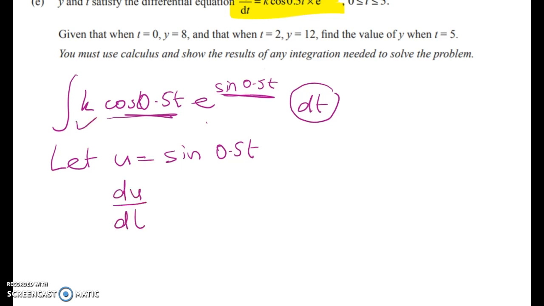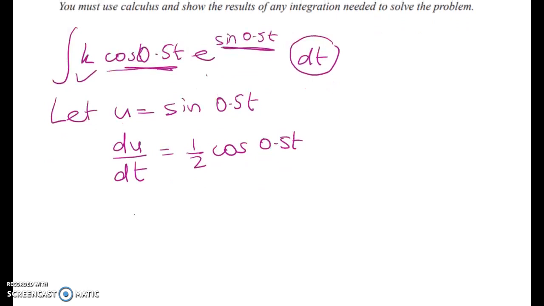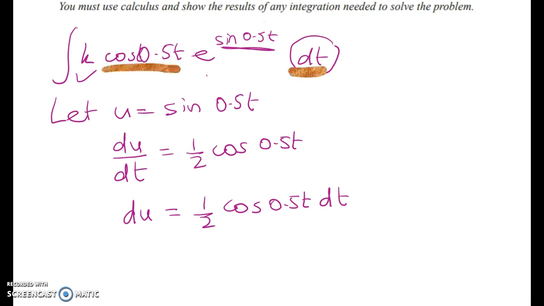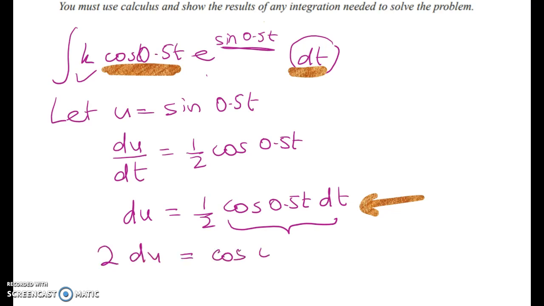So I'm going to differentiate with respect to t, and that will give me 1/2 cos of 0.5t. Now we separate the variables, and we get du is equal to 1/2 cos of 0.5t dt. So what I'm trying to do is replace this and this with something to do with this. So we might as well multiply both sides through by 2 so that I can match that exactly. So we get 2 du is equal to cos of 0.5t dt.